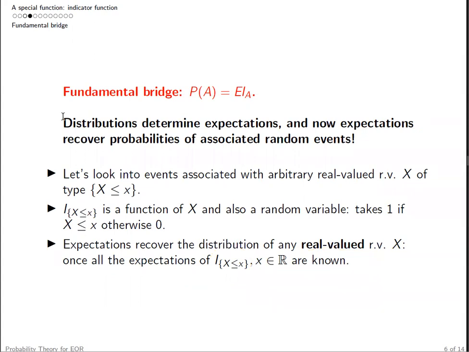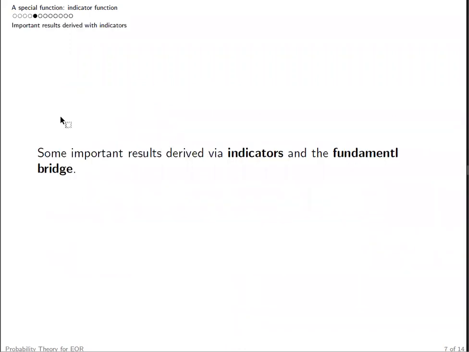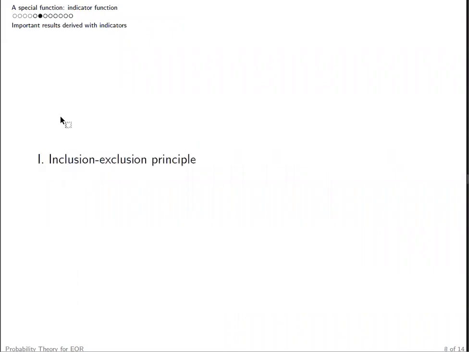So the indicator function is very useful, and let's take a look at some important results derived with these indicators and the fundamental bridge. The first result, well, we have already just mentioned. Apparently, a structure closely related with the inclusion-exclusion principle. So we're gonna prove the inclusion-exclusion principle with the indicator function.